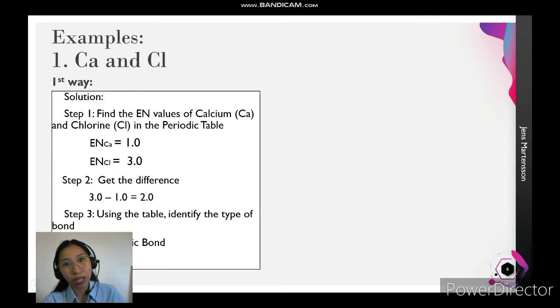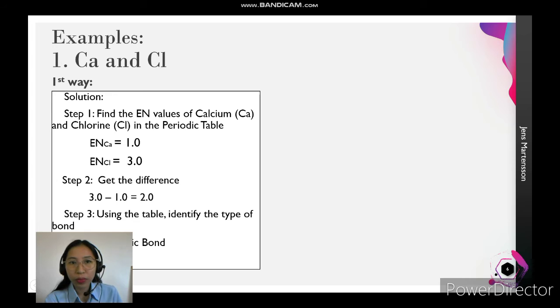Using the table, identify the type of bond. Remember ninyo itong gipakita nga table a while ago? You are going to use the table to determine what type of bond ang naporma nga molecule. So, you have 2.0 man. Ang imong tanawan sa imong table kaganina is naa siya sa greater than or equal to 1.7. Tama? Unsa ang bond type sa greater than or equal to 1.7? Diba? Ionic.